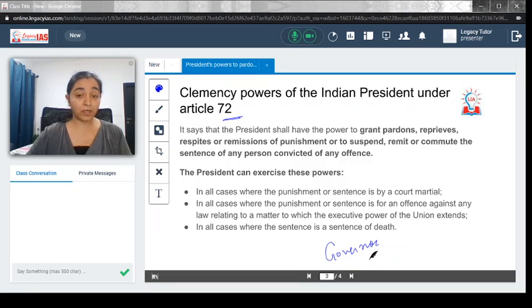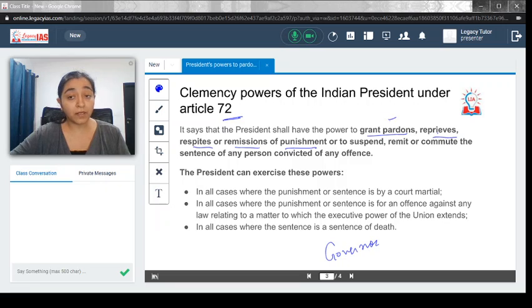So go ahead to your Lakshmikant and see all the powers which have been mentioned and what all powers could be exercised by the Governor. In this particular video, we will focus on the President's power. What does Article 72 say? It says that the President shall have the power to grant pardons, reprieves, respites or remissions of punishment.